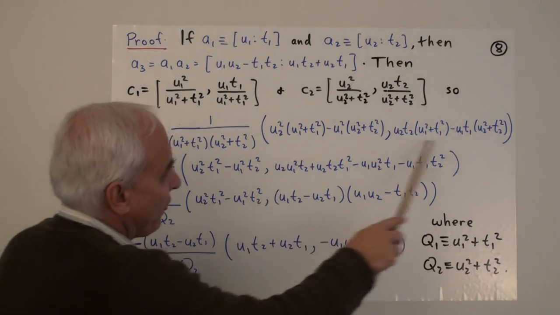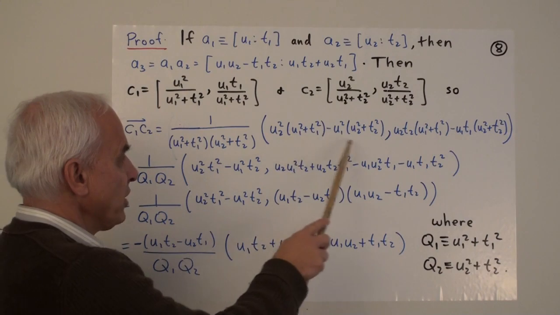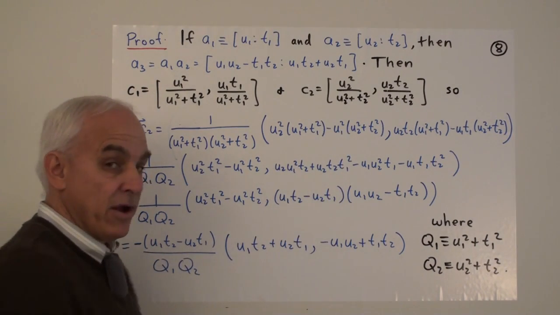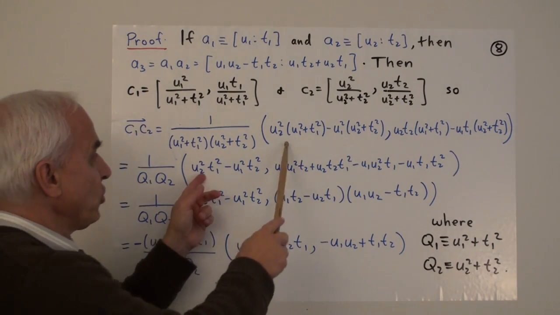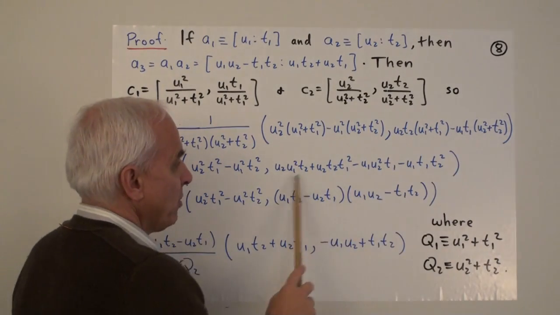Okay, and then we expand this all out. There's a bit of cancellation here. This U2 squared, U1 squared, and the U1 squared, U2 squared there cancel out. We just end up having two terms left over here. And then I've just expanded these terms out there.